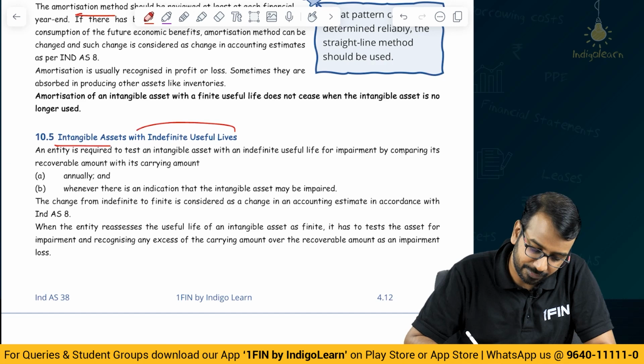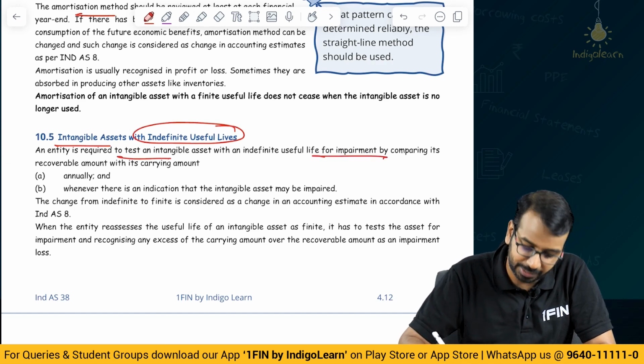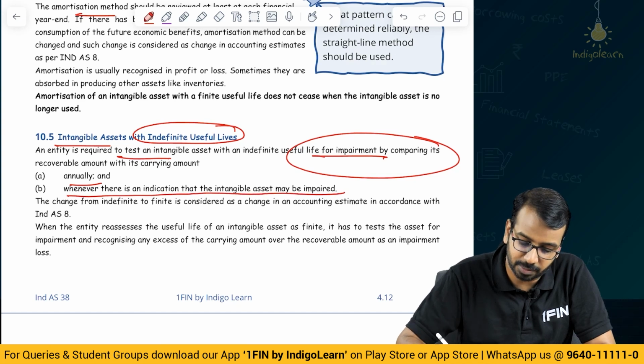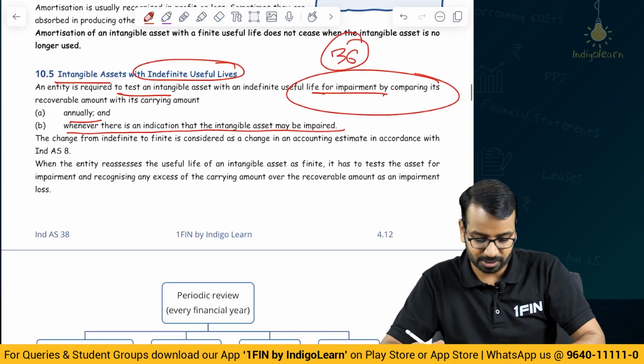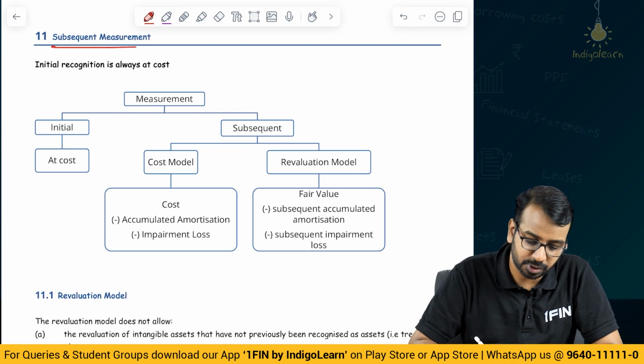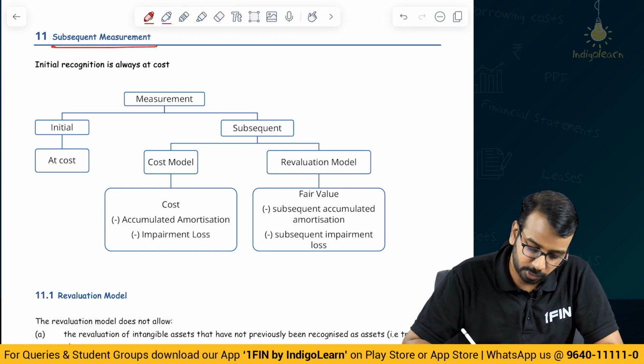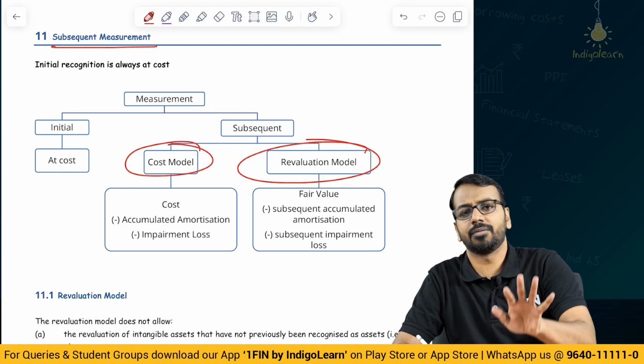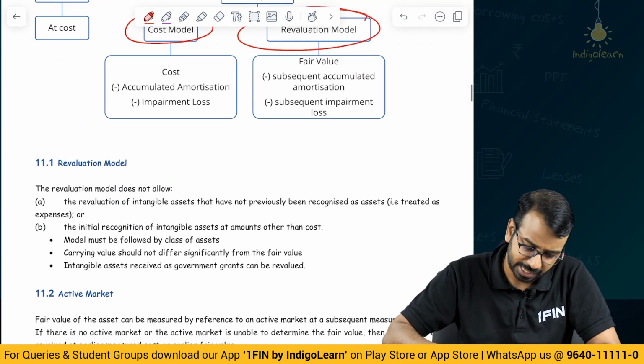If intangible assets have indefinite useful life, then you are required to test for impairment annually or whenever there is an indication that the asset may have been impaired. This you will learn in IndAS 36. Then as far as subsequent measurement is concerned, you can use the cost model or the revaluation model. Again, same concept what you have learned in IndAS 16, here also the same thing is applicable.